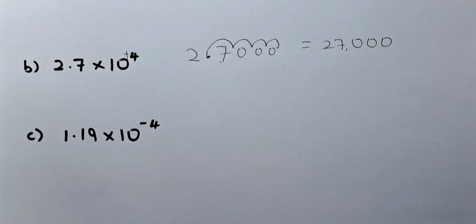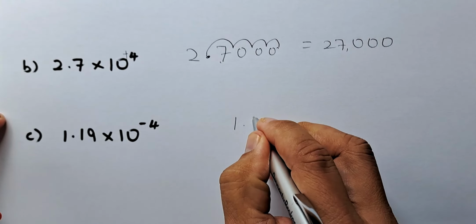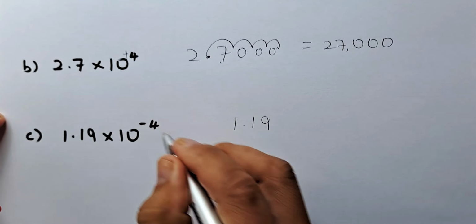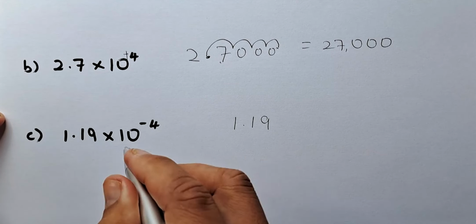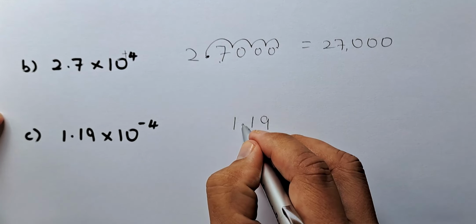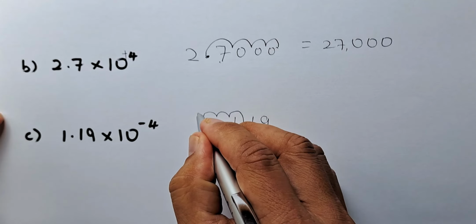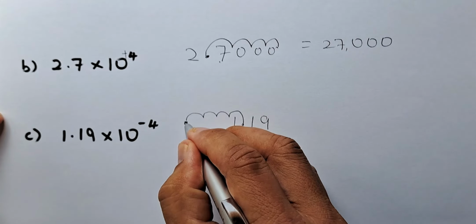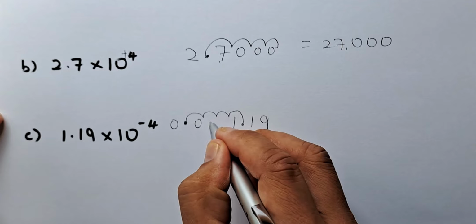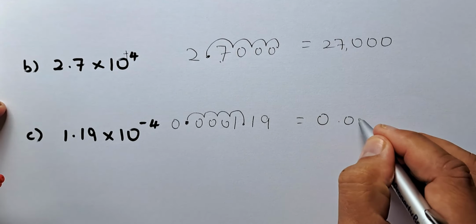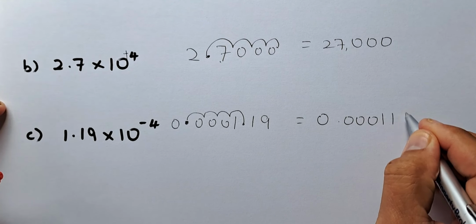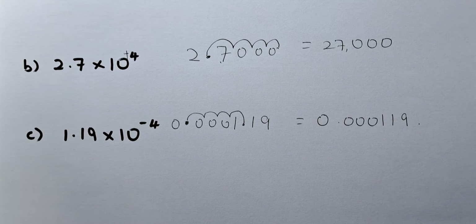Last but not least, we shall look at 1.19 times 10 to the power of negative 4. So it's going to be 1.19. It is a negative power, so we need to move the decimal point 4 places to the left: 1, 2, 3, 4. The decimal point is to be here. So the answer is 0.000119. Hopefully you understand what standard form or scientific notation is, and see you soon.